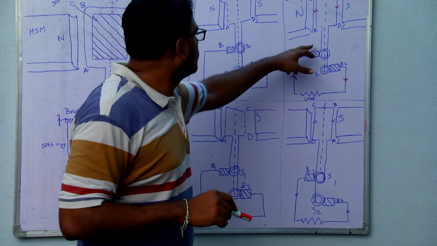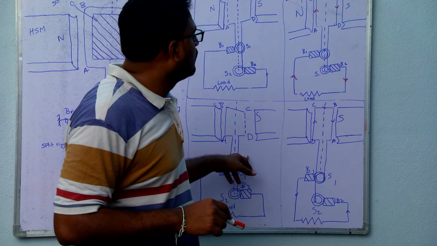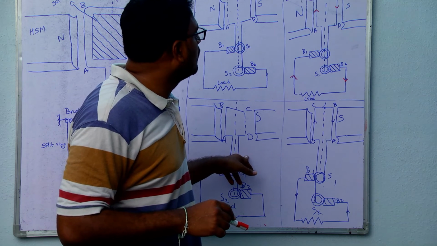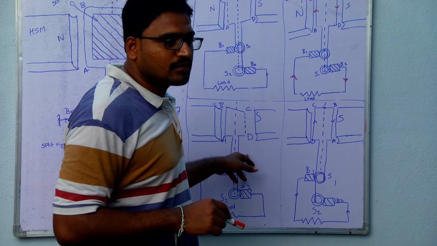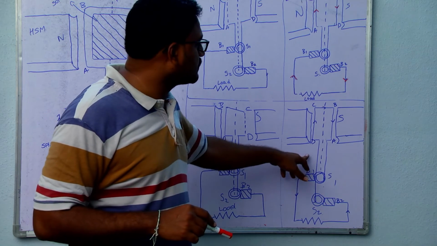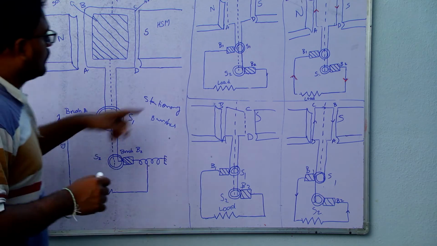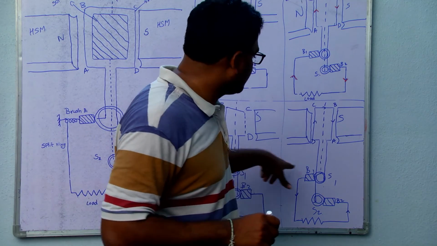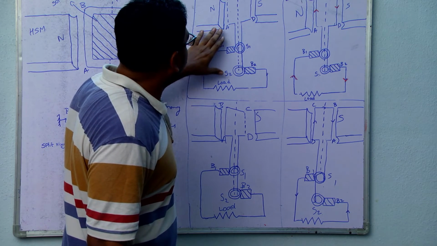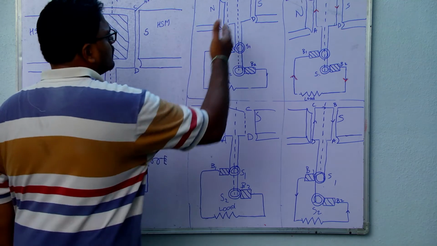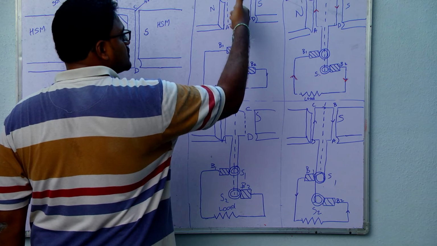This is 0, 90. This is after how much angle? After 180 degrees, and this is after 270 degrees. Okay, just rotate. 0 degrees, 90 degrees, 180 degrees, and 270 degrees. Okay, so initially it is at this angle. So the initial angle is 0 degrees.